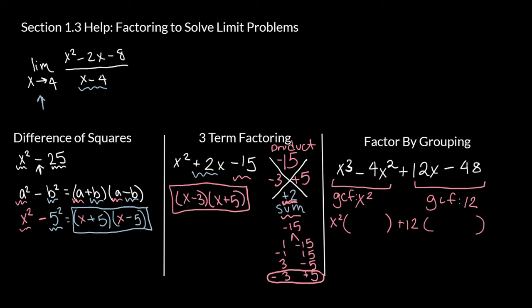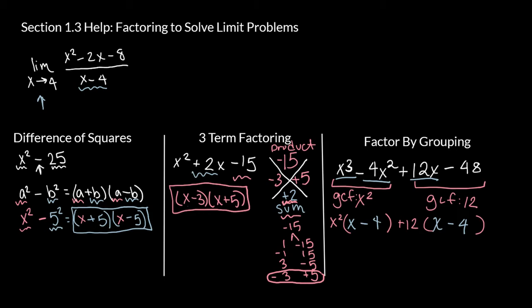And then we're going to rewrite what we have left if we factor x squared and 12 out. So out of this first term, x to the third, if we factor out x squared, we're left with x. We take negative 4x squared and factor out an x squared, we're left with negative 4. Second set, if we take 12x and factor out 12, we're left just with the x. And negative 48 factoring out 12 is negative 4. So when I say factor out, I really mean dividing. We're dividing out this GCF term.